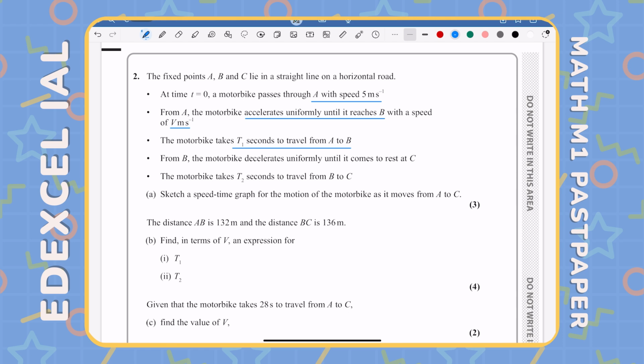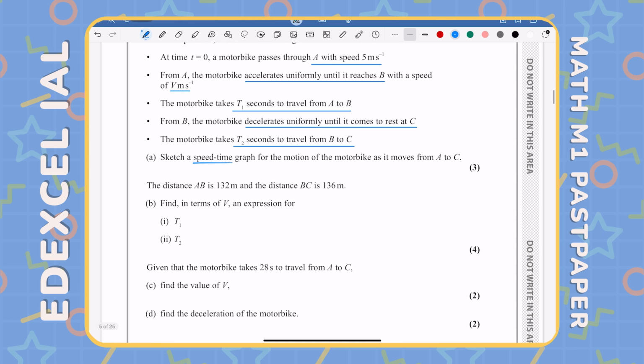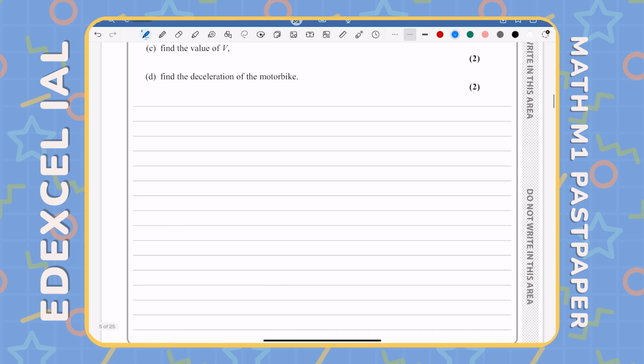From B, the motorbike decelerates uniformly until it comes to rest at C. The motorbike takes t2 seconds to travel from B to C. Sketch a speed time graph for the motion of the motorbike as it moves from A to C. Okay, so now in order to sketch the speed time graph, we're going to read all this again. But first, let's draw the xy axis here first.